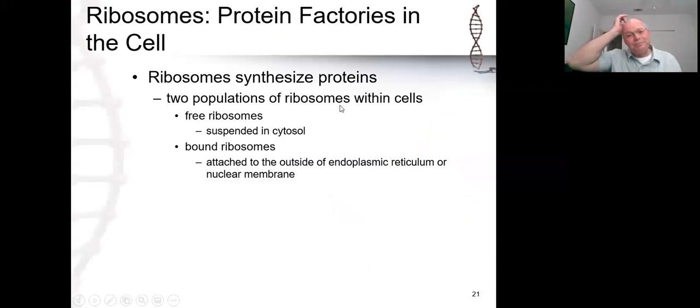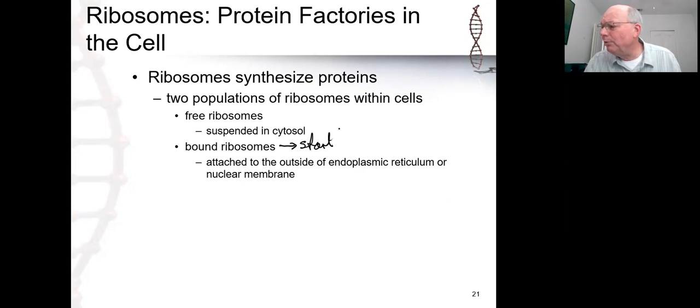The ribosomes themselves then are the machinery that assemble the proteins. They come in two forms, what is referred to as free ribosomes and what are referred to as bound ribosomes. The bound ribosomes actually start out as free ribosomes. So we'll put in here: start as free ribosomes.